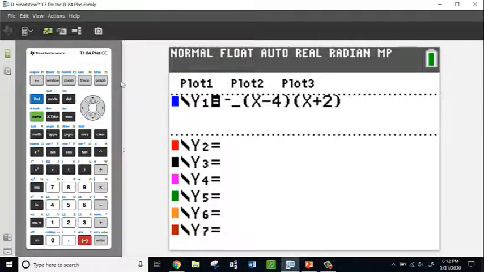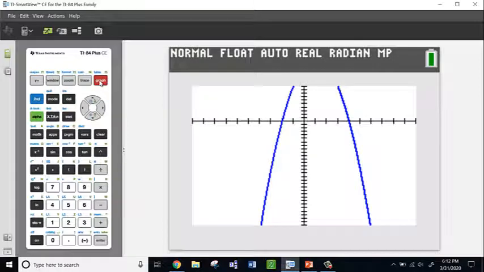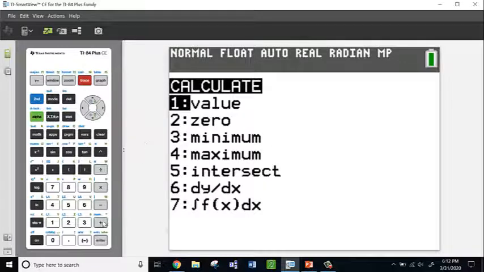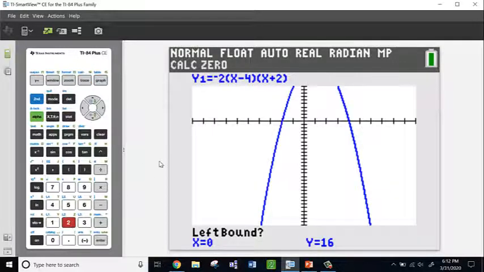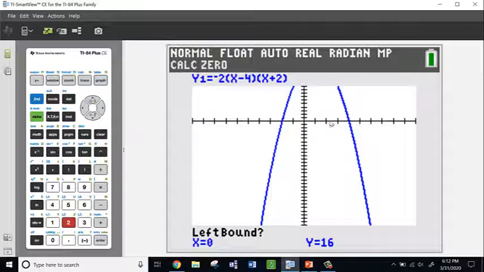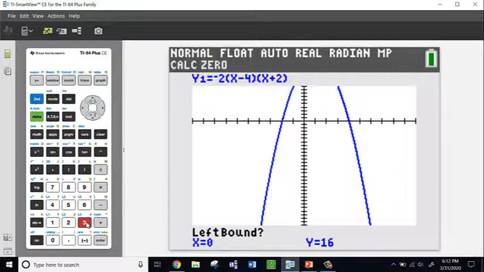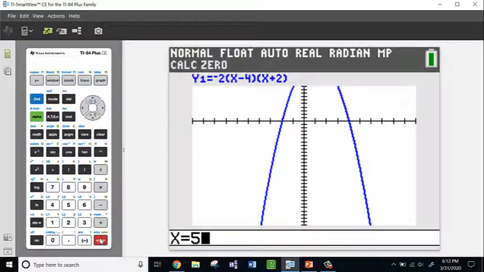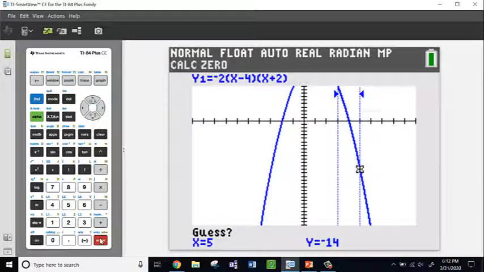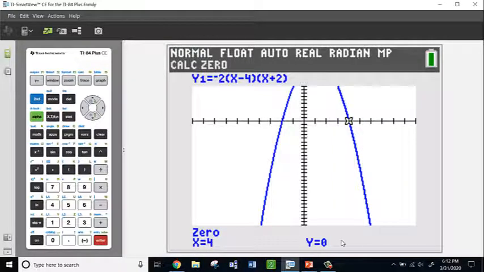But let's just hit graph just to verify that. So is my graph hitting at 4 and negative 2? Yes. Now if I hit second trace, and I just want to verify, I'm going to go ahead and click 2 for a 0. Okay, I think it's in between 1, 2, 3. I think it's at 4. So let's say that we're going to go in between 3 and 5. I can just click 3 and then 5, enter. So I'm telling the calculator that I think the 0 is somewhere between 3 and 5, and I don't want to guess. I'm going to hit enter. See how they're telling me exactly it's at 4, 0.